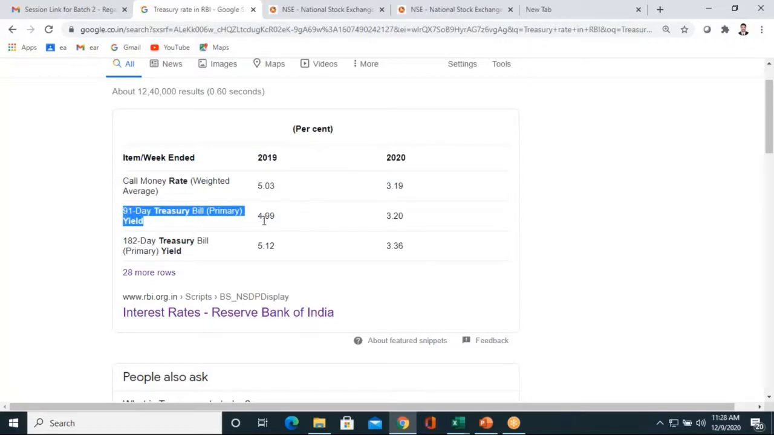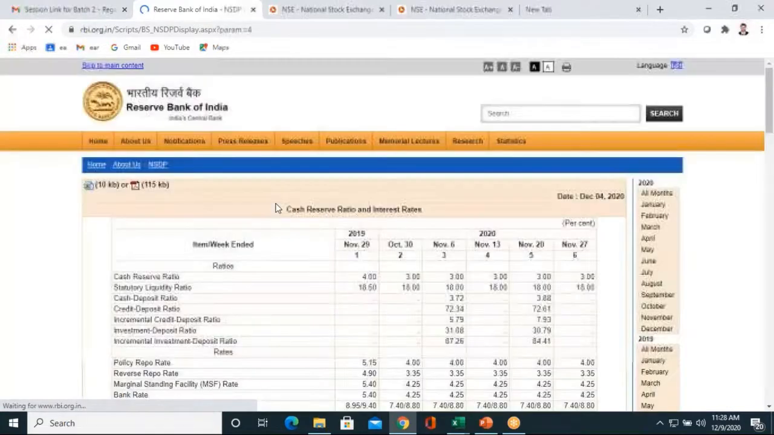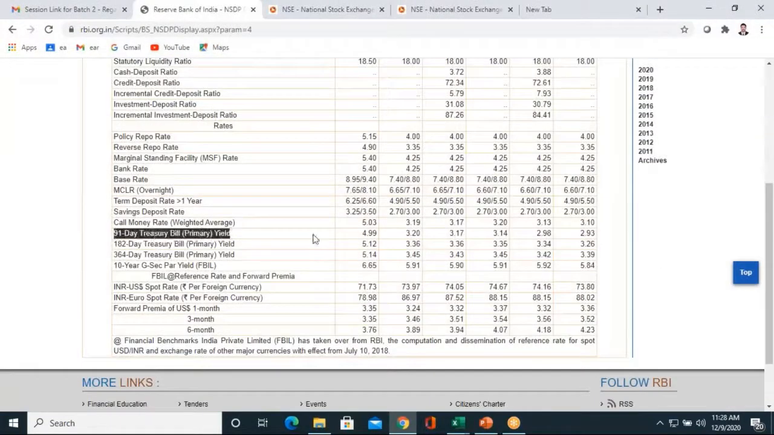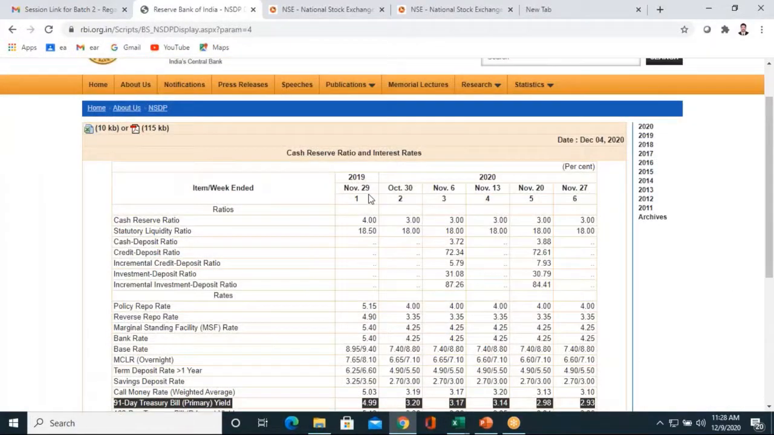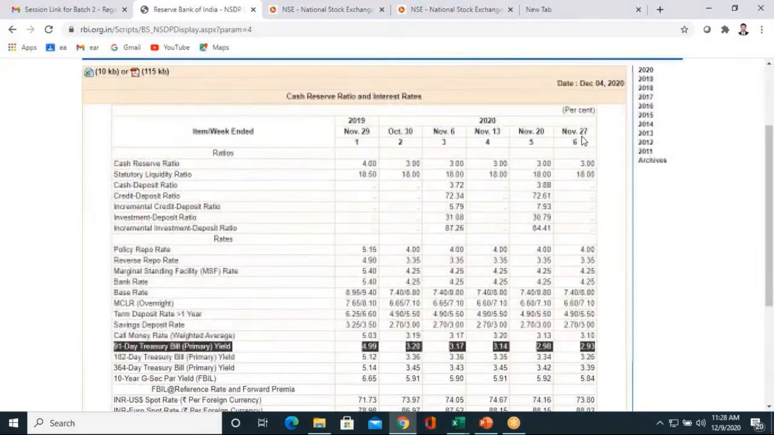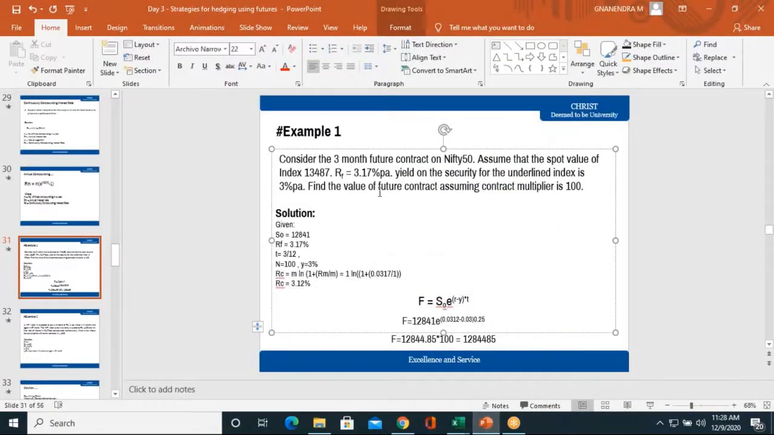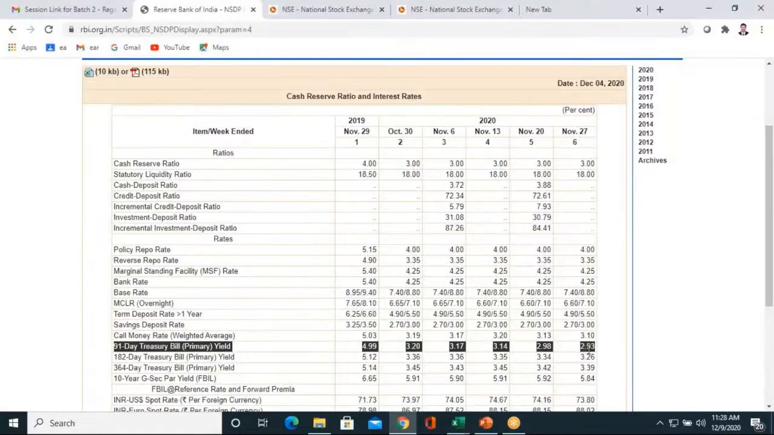So I will take 2020 is 3.20. Simply you can click on this, you will also get it here. You can see 91 day. The recent one is November 29th, this is 3.19. Here November 27, it is 2.93. When I took the session for them, it was 3.14 or 3.17 that I had taken. Yeah, 3.17. So now it is 2.93.